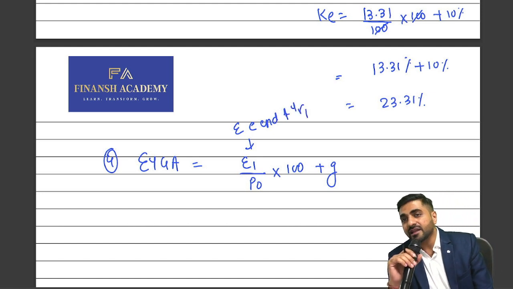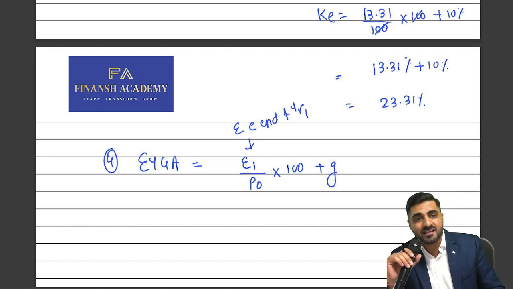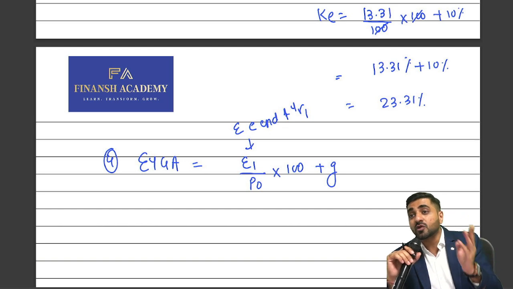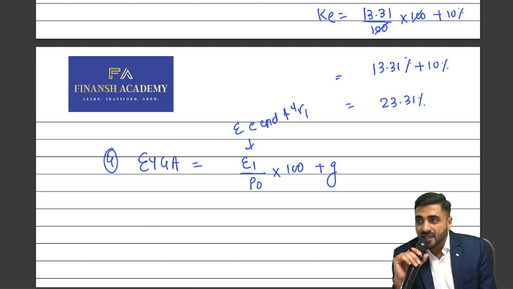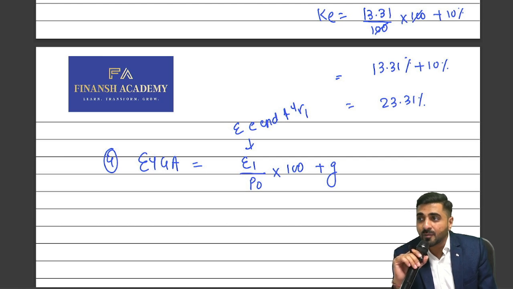Of course, I always ask questions on the dividend yield growth approach, but because I'm revising everything, I'm considering all the approaches. So what was the first approach, everyone? Dividend yield approach. Formula: DPS upon MPS. What is earning yield? EPS upon MPS into 100. What is dividend yield growth? D1 upon P0 into 100 plus G. And what is earning yield growth? E1 upon P0 into 100 plus G.